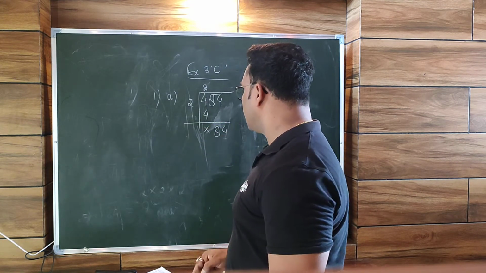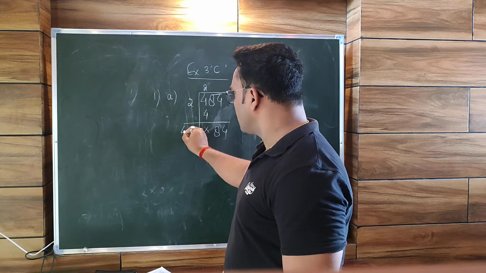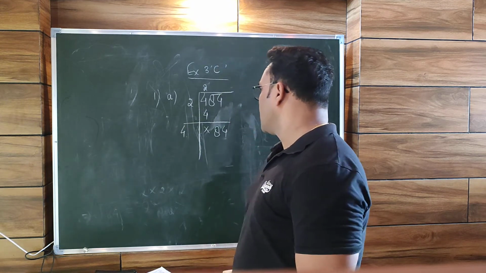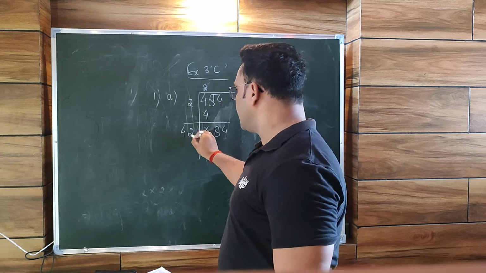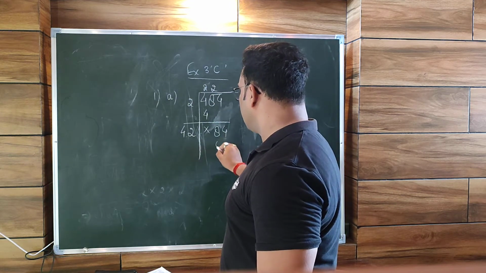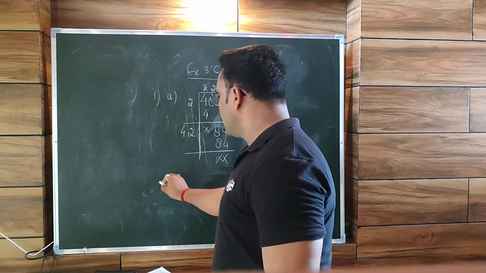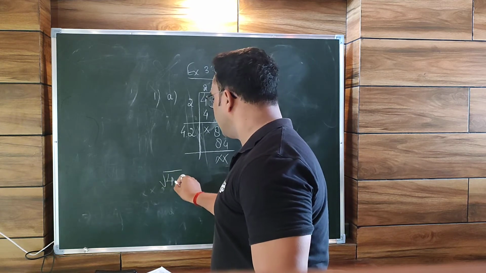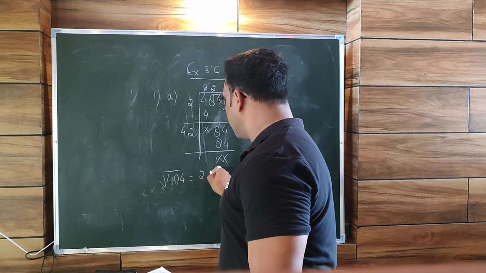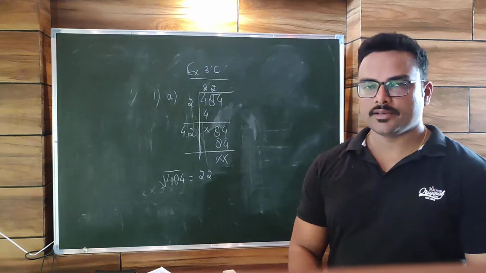Now 84 you have to write down. Now double of this number is 4. You have to take 4, and 4 8s are 32, so we'll take 2 outside also, it will be 84. 42 2s are 84, cancelled. Okay, so root 484 is equal to 22. We got it through the long division method.